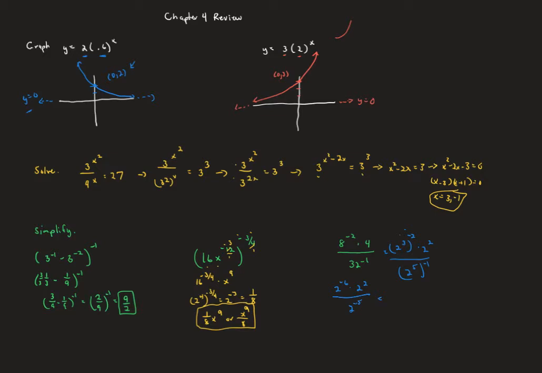Multiplying 2 to the negative 6 times 2 to the second will add exponents and get 2 to the negative 4. When we have division of two powers with the same base, we will subtract the exponents, and negative 4 minus negative 5 is going to be a positive 1, and so we'll get 2. Let's go to the next panel.